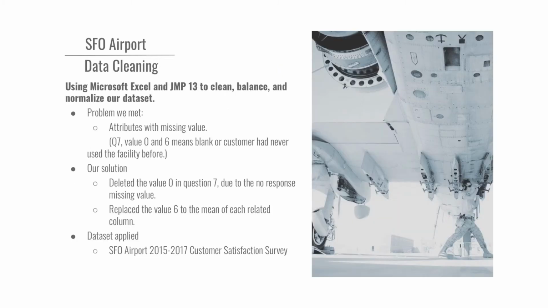When cleansing the data set, we met the problem that some numerical values of question 7 don't have a numerical meaning. For example, value 0 and 6 mean blank, or customer had never used the facility before. To solve this problem, we delete the records where question 7's value equals 0, because with 0 it is an incomplete record, and we replace the value 6 with the mean of each column to ensure the nature of the variable is numerical.